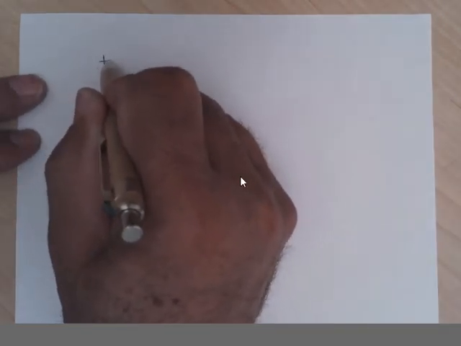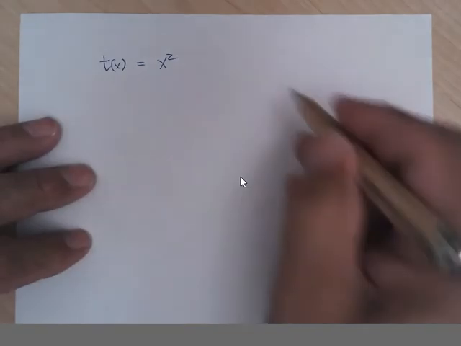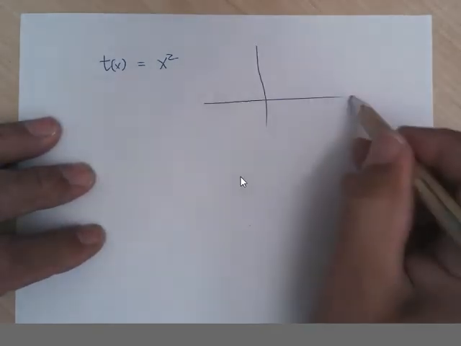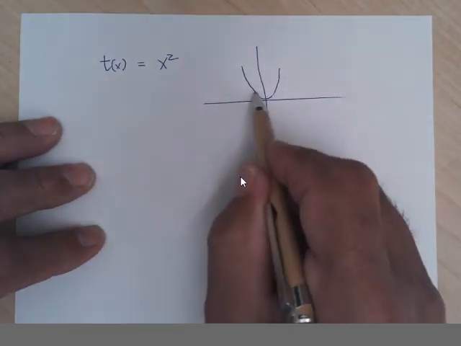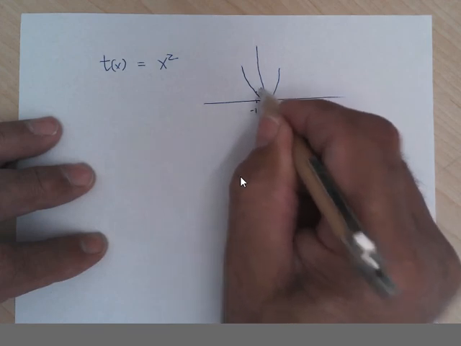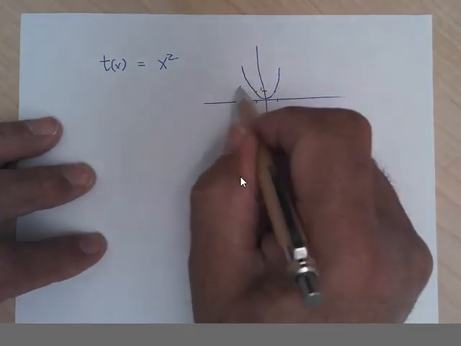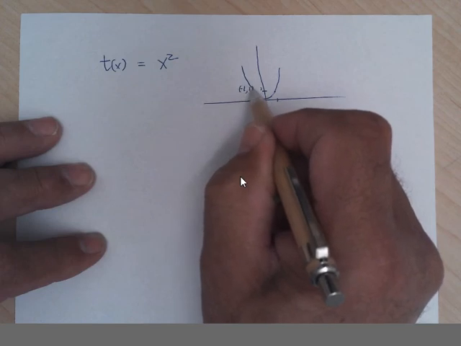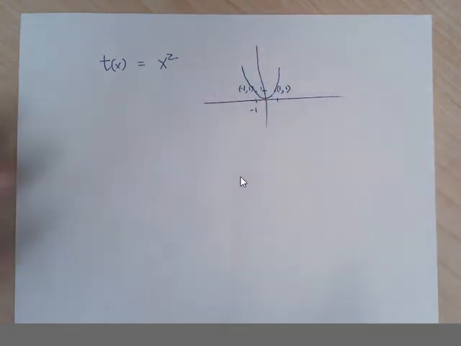t of x is a parabola. Well, that would look like this. Well, for this input, there's one output. Specifically, -1 gives you 1, and 1 gives you 1. So we have the points (-1, 1) and (1, 1). This is going to be a problem. It won't have an inverse function, so I can't do t inverse.